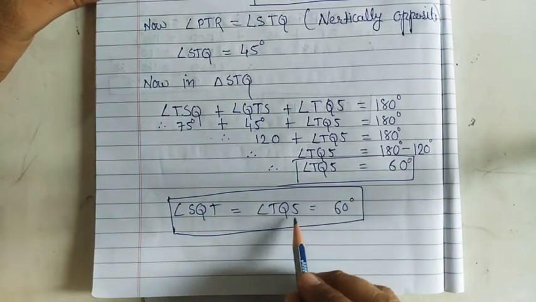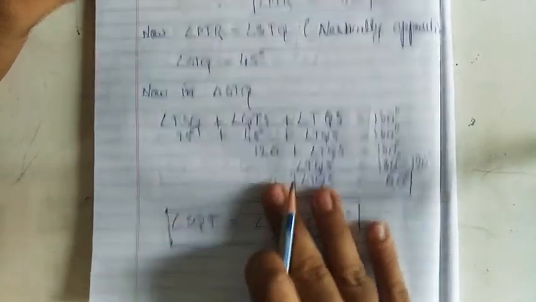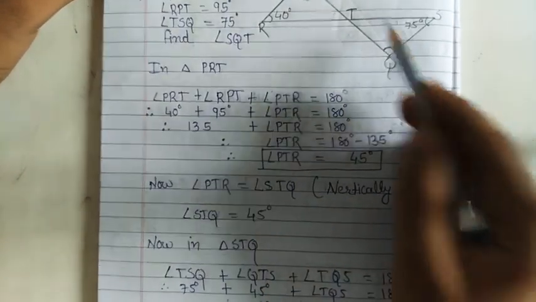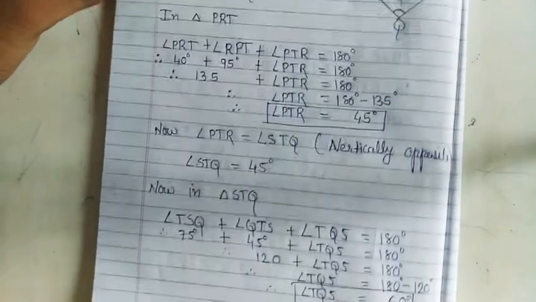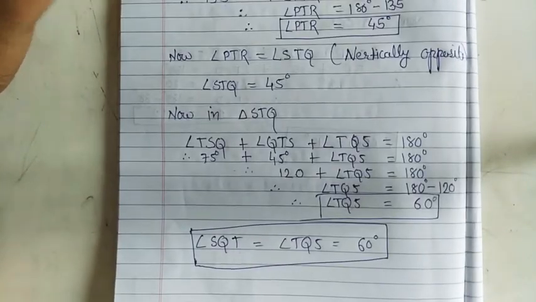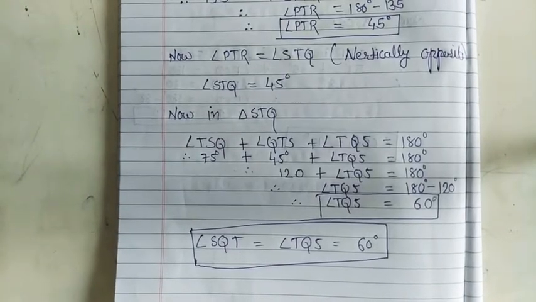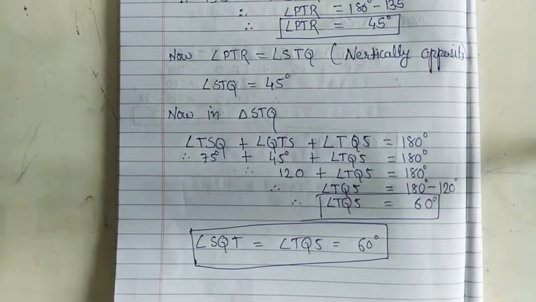So we got our angle SQT and TQS, both are the same. Okay, meaning SQT, this same angle, and TQS also this same angle. So we got our SQT or TQS is equal to 60 degrees. So whatever they asked in the question, that we found over here.